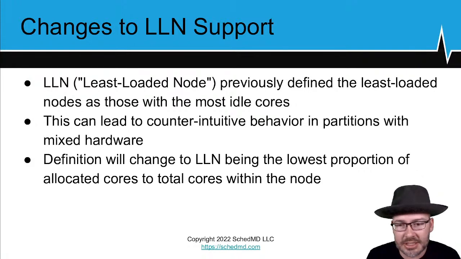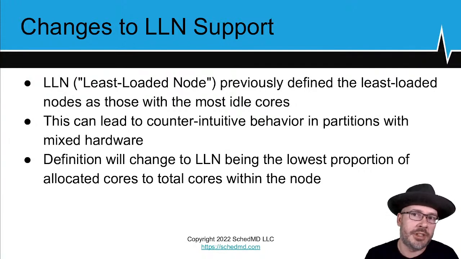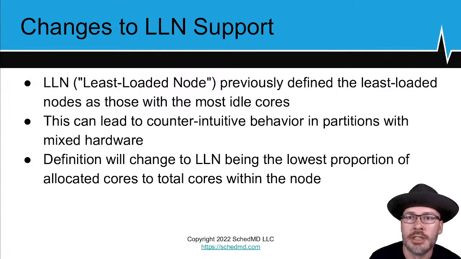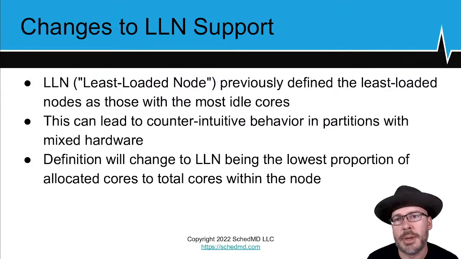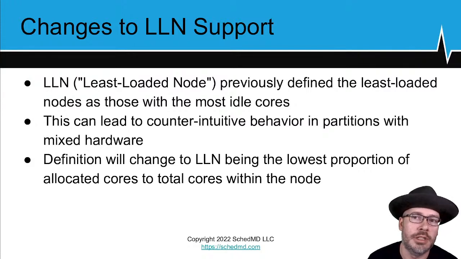In a heterogeneous system, if you had a node with 128 cores, and then you could have 50 compute nodes each with 8 cores, the definition of LLN is kind of counterintuitive, and Slurm would actually go and take that 128 core box and load 120 of those cores before it was considered as loaded as anything else in that partition. Instead, this is a subtle update to the definition for LLN. It's going to be the proportion of allocated cores to total cores within the node, which sort of matches people's intuition for how loaded a given system may be.